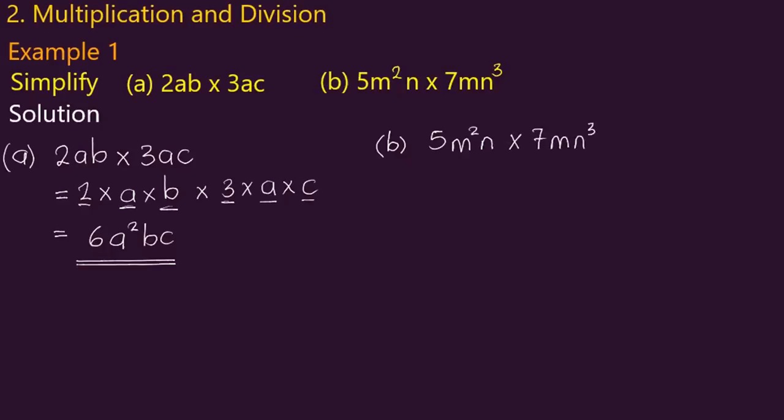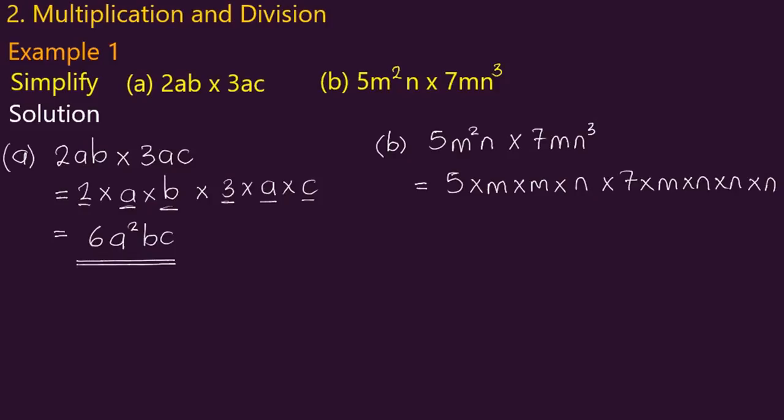Alright, so here again this can be written as 5, so for m squared, that's multiplied by m times m and times n, and for 7mn cubed, we can write that as 7 multiplied by m multiplied by, if we have n cubed, that's n times n times n. Alright, so now we can multiply starting with the numbers.